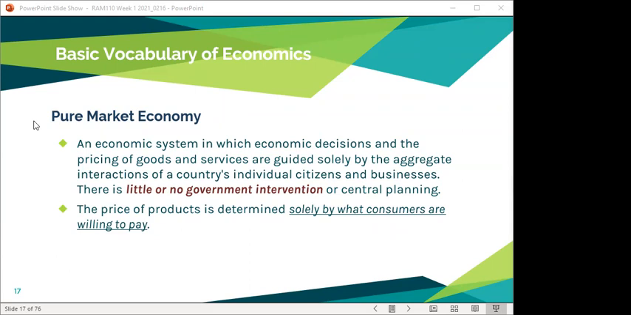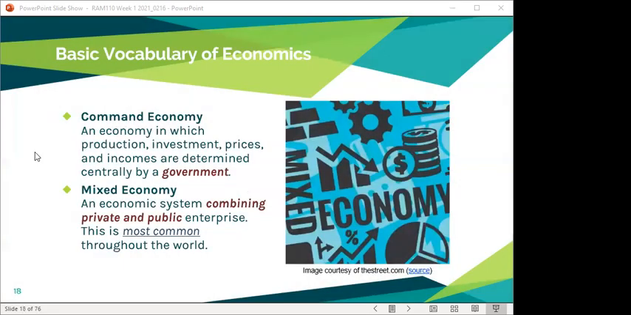That's a pure market economy, solely determined by what consumers are willing to pay. Very rare in the world, certainly not true in the United States, but there is some submarkets where it is driven solely by that. But in general, a pure market economy is not something that really exists at the government level, but certainly in small pockets can exist.